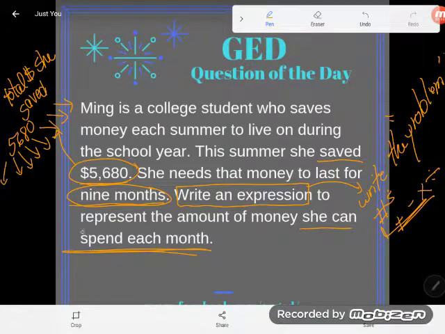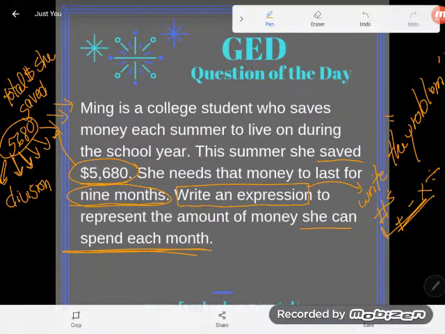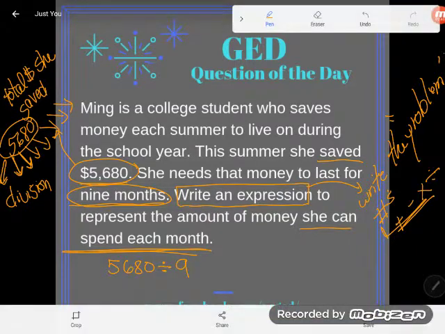And notice that it says to write an expression to represent the amount of money she can spend each month. Well, let's assume that she spends about the same amount each month. If you want to take a total amount like this and break it into same-sized groups, that's a perfect picture of division. That's what division is: taking a total and breaking it into equal-sized groups. So my expression would start with this total, 5,680, and divide it into the number of groups I want. I want it to last 9 months, so that's 9 groups. I'll divide by 9.